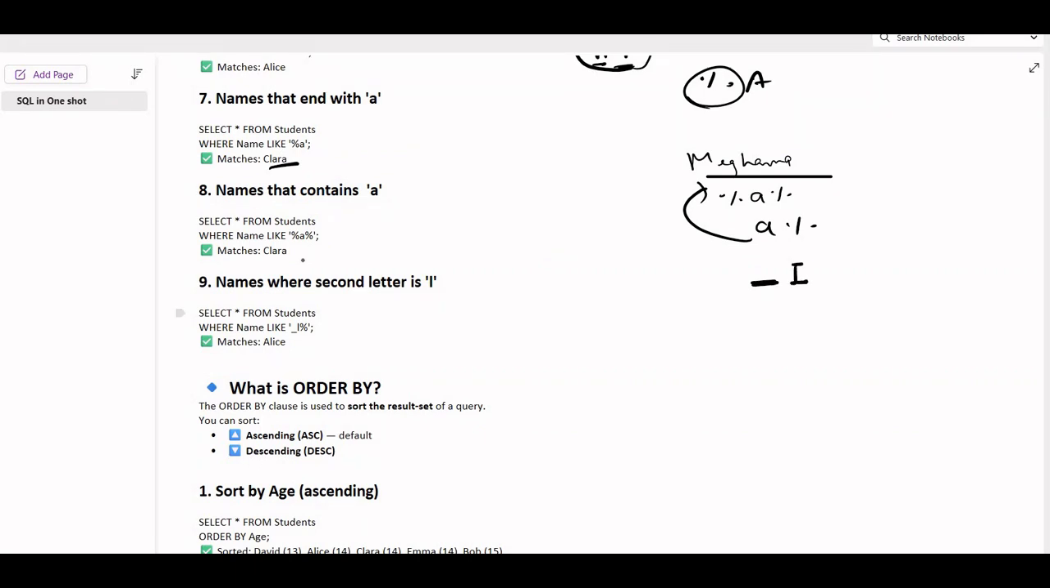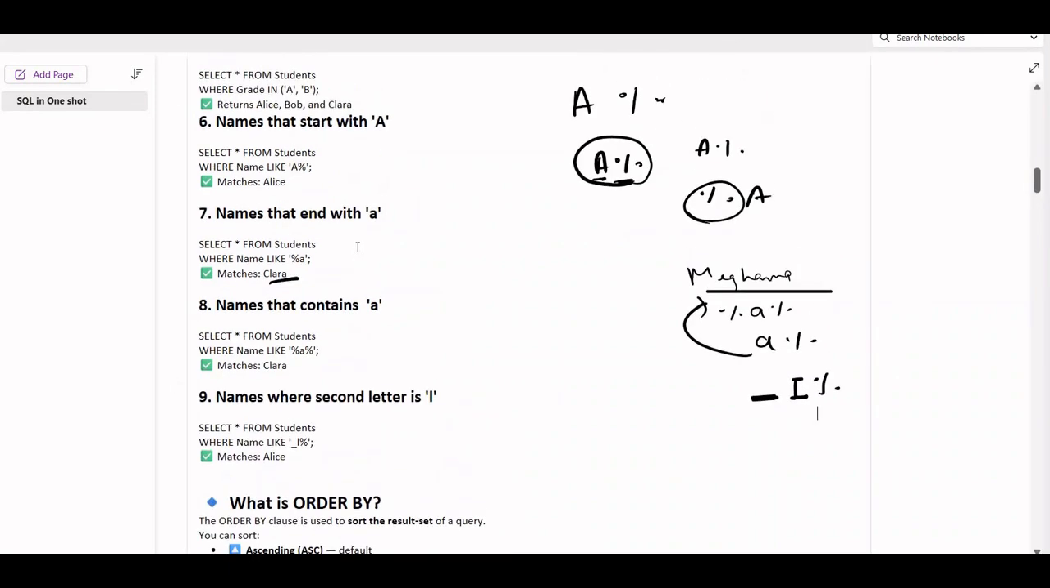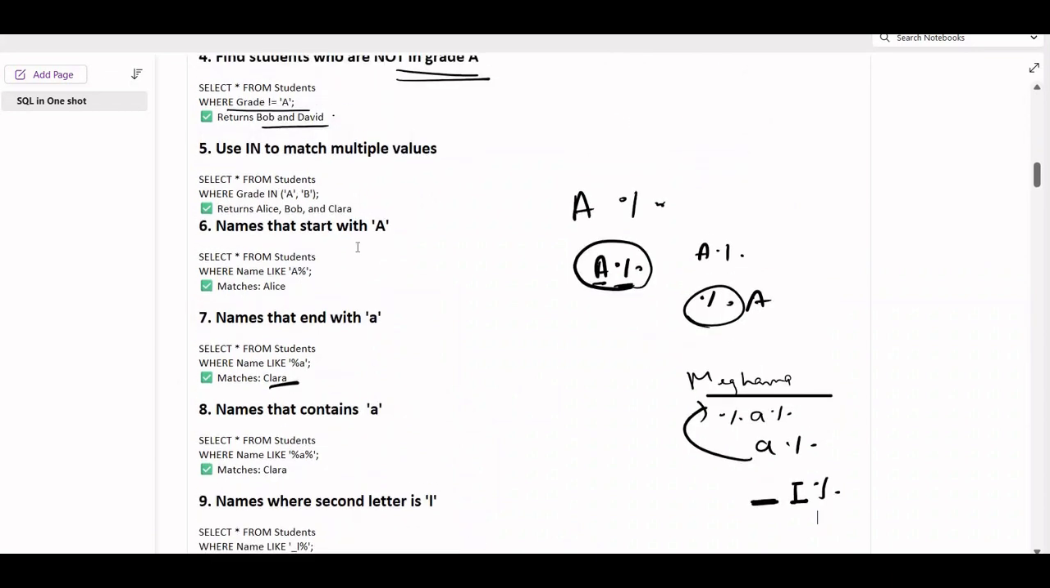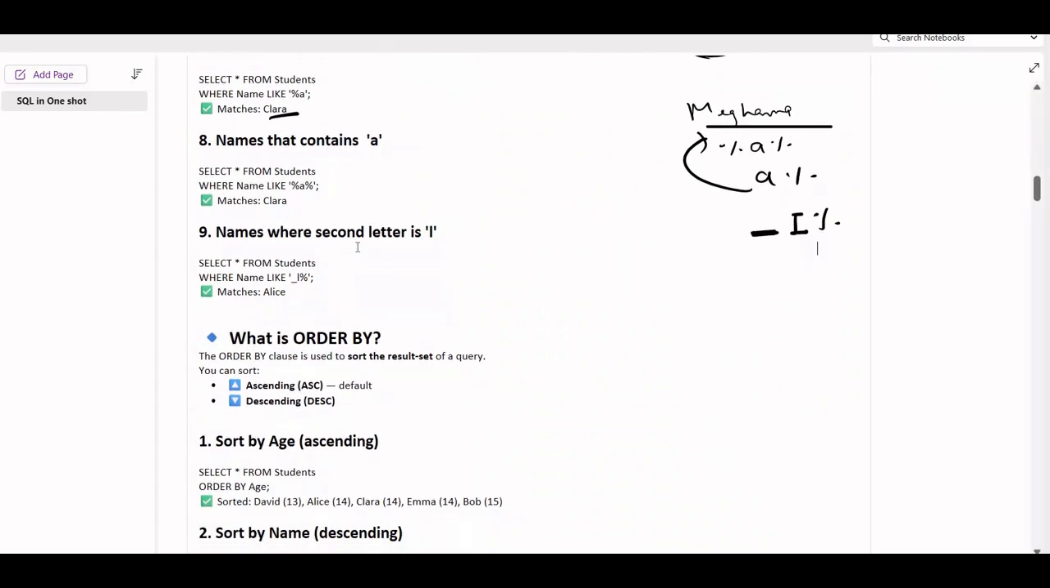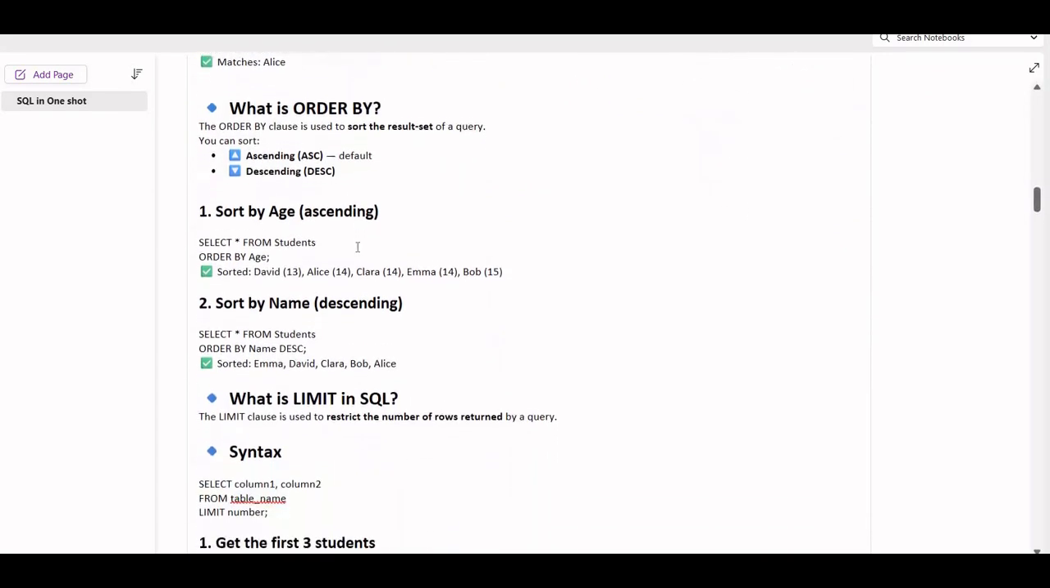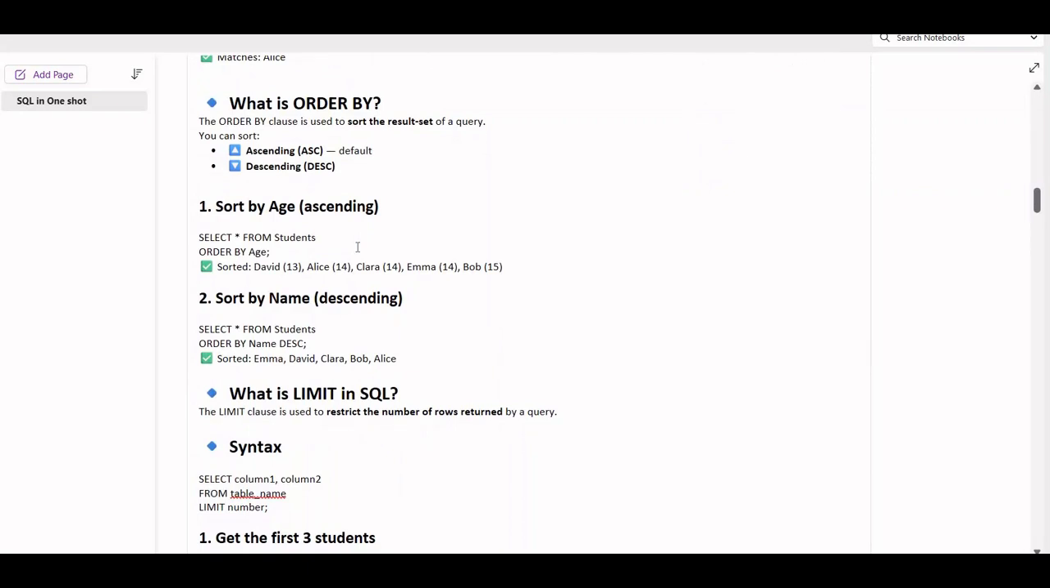Names where the second letter is I. Okay, percentage you will give. So this is all about the LIKE operator and the IN operator inside the WHERE condition, that it will be clear for you: ends with, starts with, contains, multiple values, or contains a specific letter where the second letter is this. So the next is, what is ORDER BY?